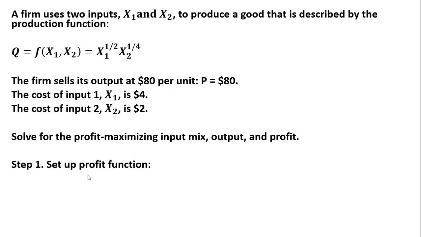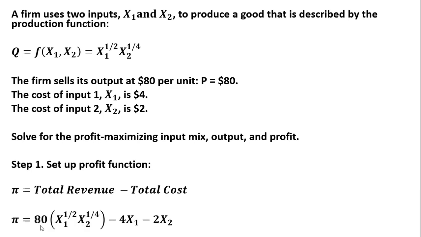So step 1 is to just set up a profit function. Profit, as usual, is just total revenue minus total cost, where total revenue is price times quantity. The price is $80. What is the quantity? The quantity is just going to be our production function. So I make that substitution in here for the quantity, price times quantity. And we're going to subtract out the cost. The cost of input 1 is the price of the input times the number of units of input 1 that the firm uses. And likewise, the cost of input 2 will be given by 2 times the quantity of input 2.